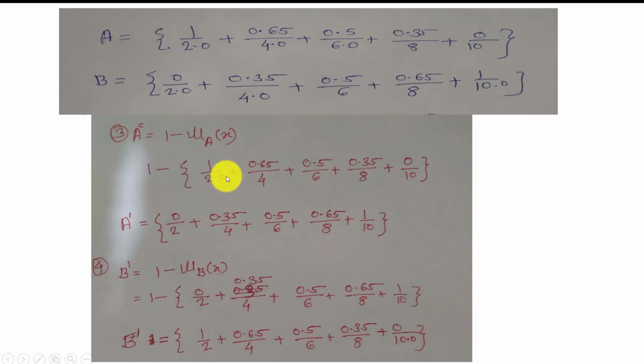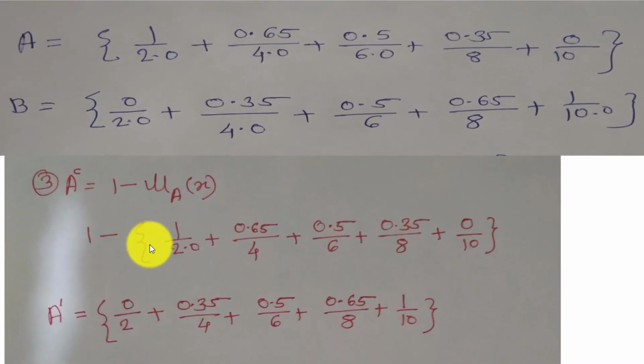The example is 1 minus the membership value of set A, so the membership value of A complement is equal to 1 minus the membership value of A. The complementary values: 1 minus 1 is 0, 1 minus 0.65 is 0.35, 1 minus 0.5 is 0.5, 1 minus 0.35 is 0.65, 1 minus 0 is 1. So this becomes the A complement.